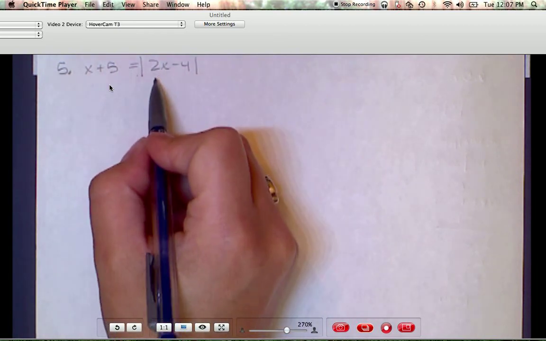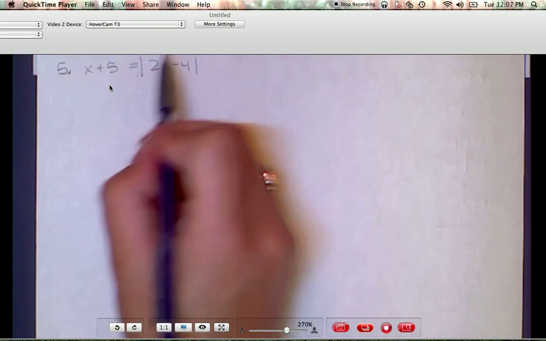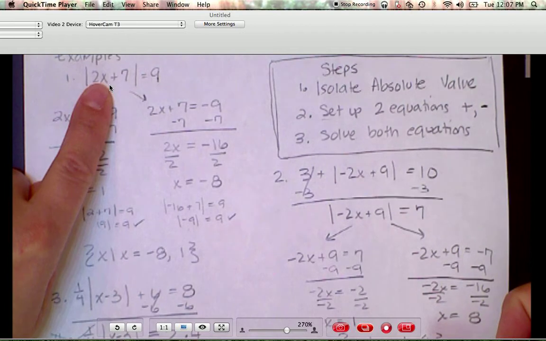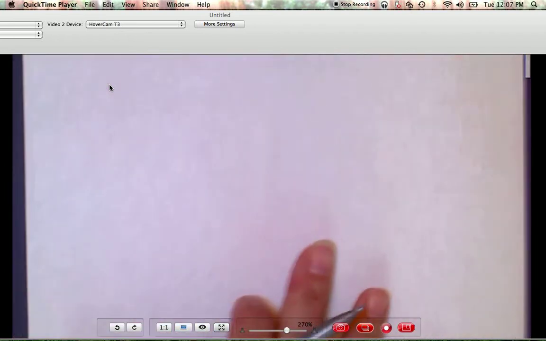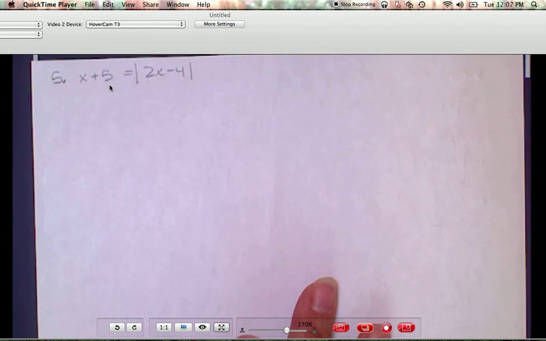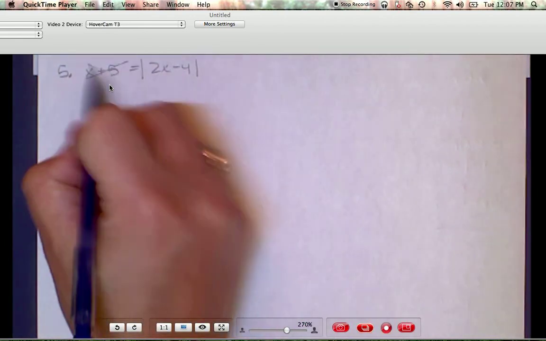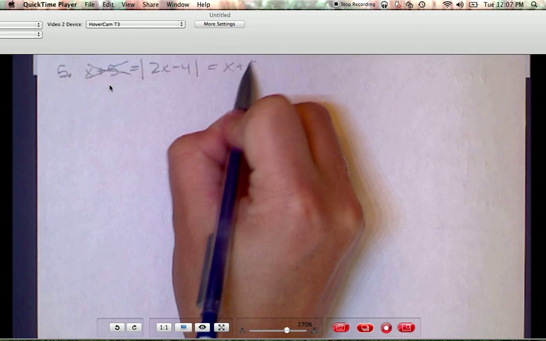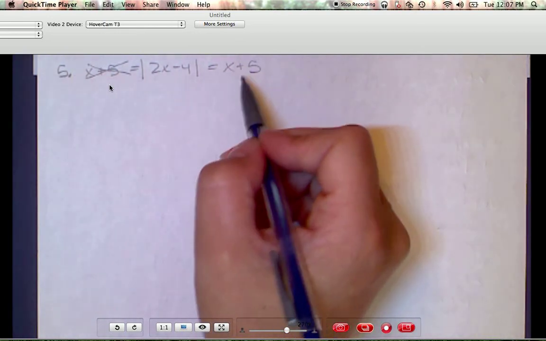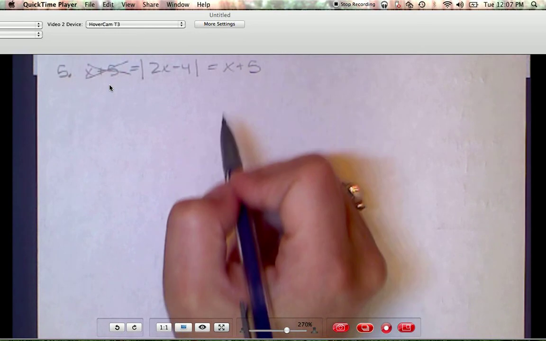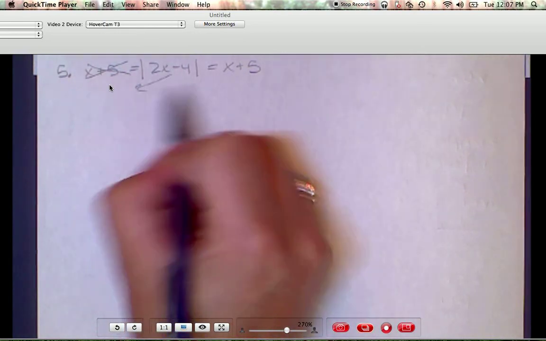Something that might make everybody a little more comfortable is if you look at all the previous problems, the absolute value is on the left side, on the left side, on the left side. So what we can do, if this makes you feel a little better, is move this from this side over to this side. This is where the constant or the whole number was in the previous problems. What did we do then? The absolute value was isolated, so we split it.